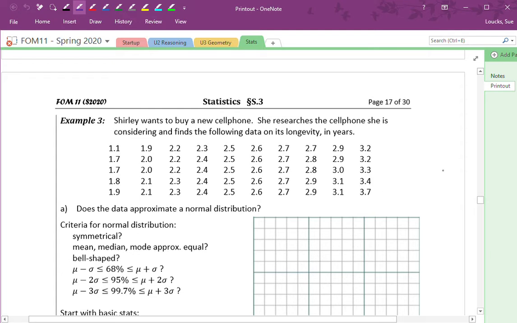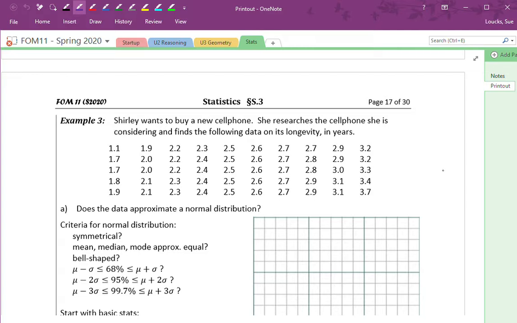Okay, example 3. Shirley wants to buy a new cell phone. She researches the cell phone she's considering and finds the following data on its longevity in years. So there's a bunch of data for how long cell phones lasted, and it is sorted conveniently for us in numerical order. Question: does the data approximate a normal distribution?